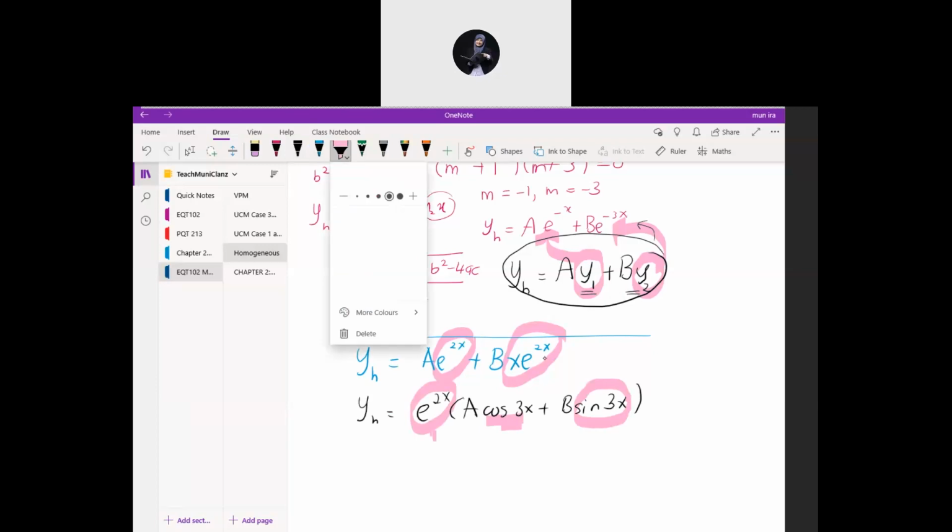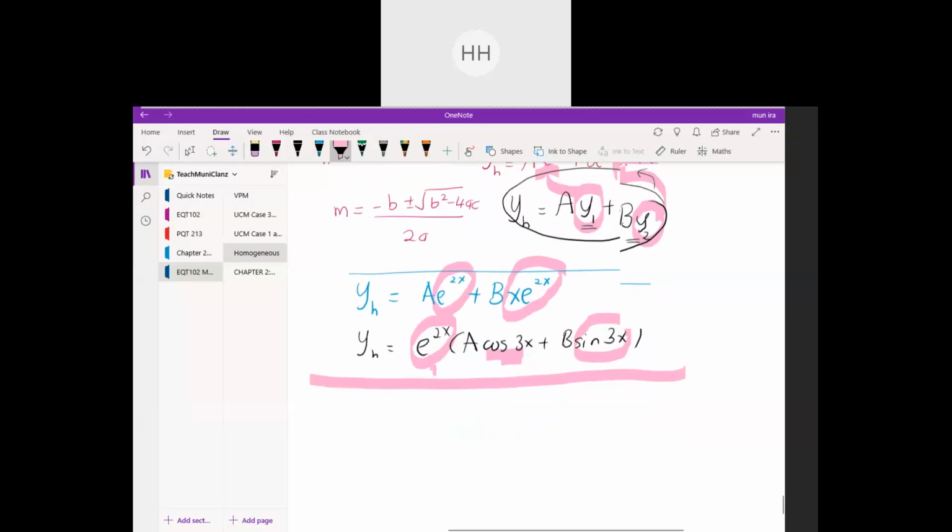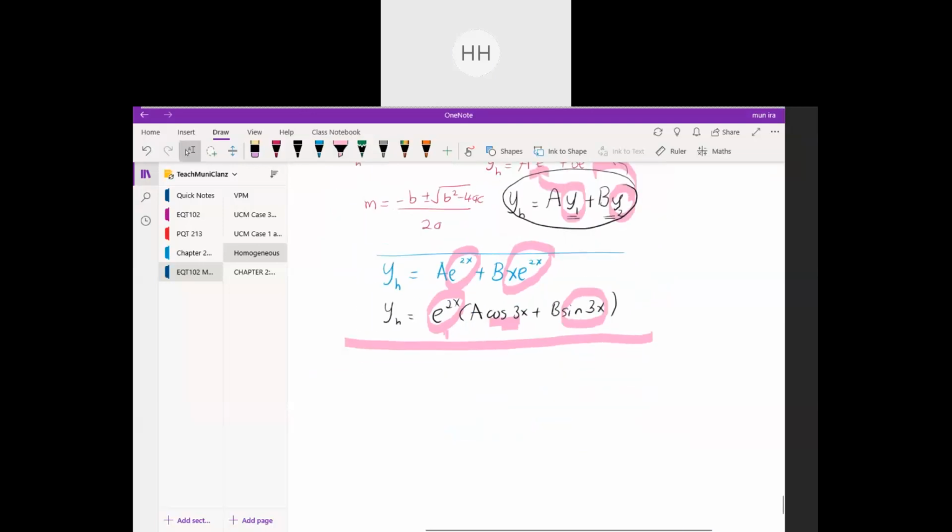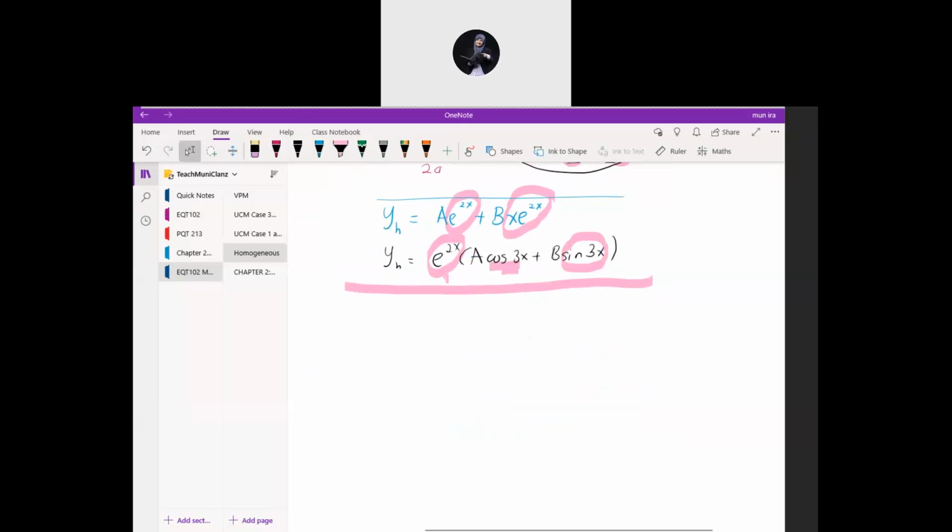Clear? Yep. Okay. So, next. That is homogeneous. I want to go to UCM. Before that, anyone got problem on homogeneous equation? Please ask now.